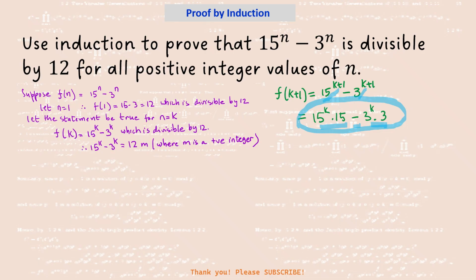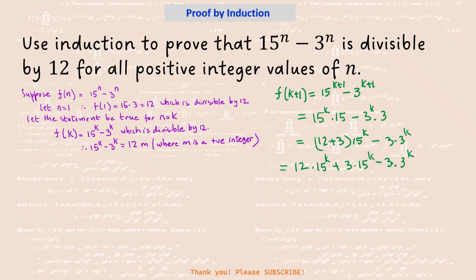So you break it down, 15 to the power k times 15 minus 3 to the power k times 3. And then this 15, I can write it as 12 plus 3. So it will be 12 plus 3 times 15 to the power k and minus 3 times 3 to the power k. So we remove the brackets and we get 12 times 15 to the power k plus 3 times 15 to the power k minus 3 times 3 to the power k.